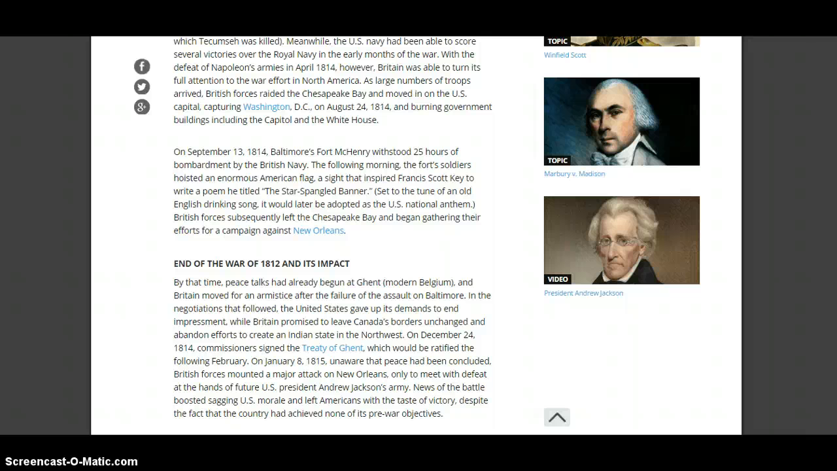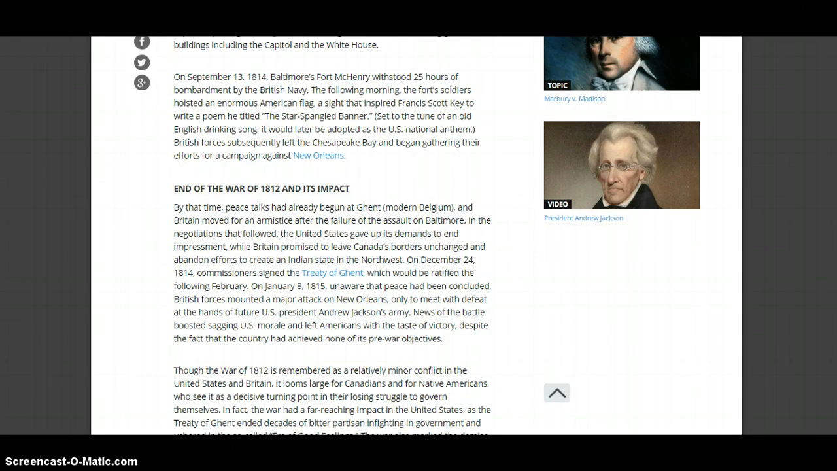On January 8, 1815, unaware that peace had been concluded, British forces mounted a major attack on New Orleans, only to meet with defeat at the hands of the future U.S. President Andrew Jackson's army. News of the battle boosted sagging United States morale and left Americans with a taste of victory, despite the fact that the country had achieved none of its pre-war objectives.